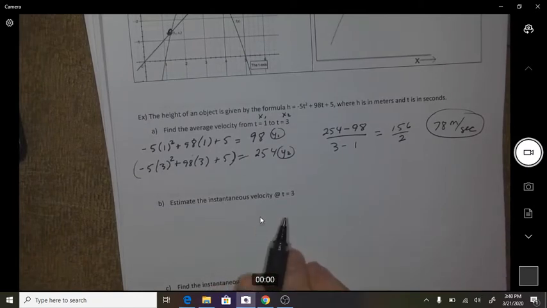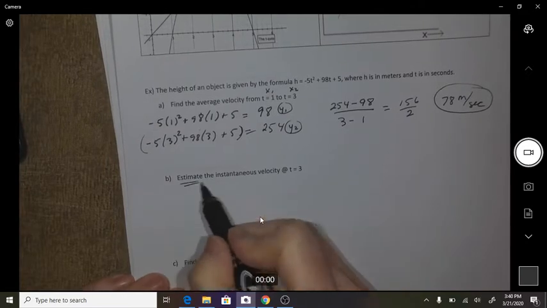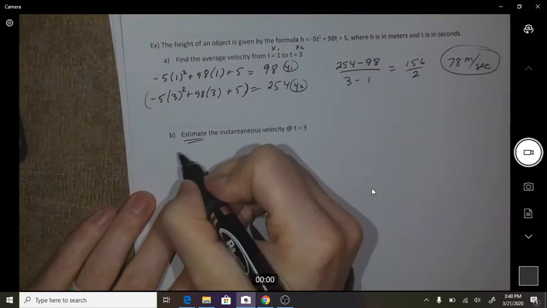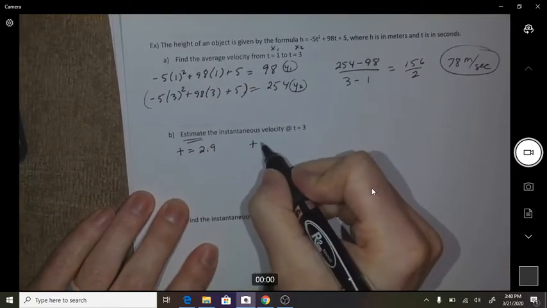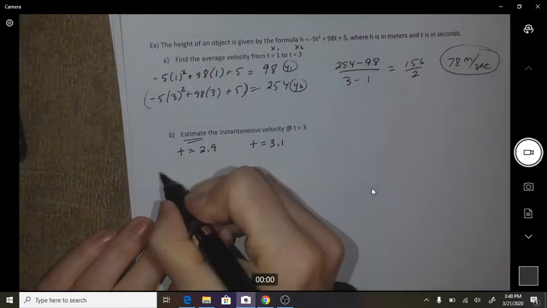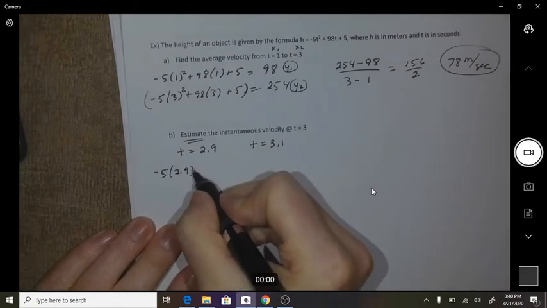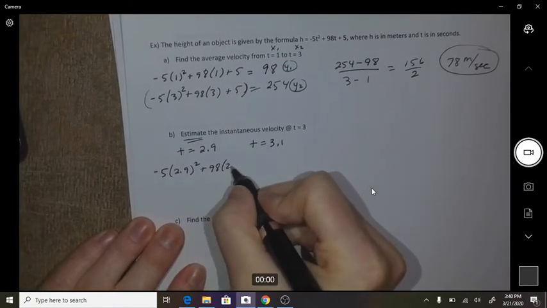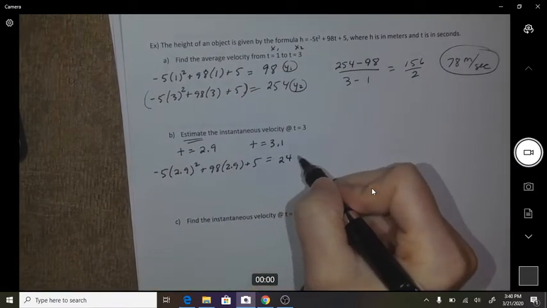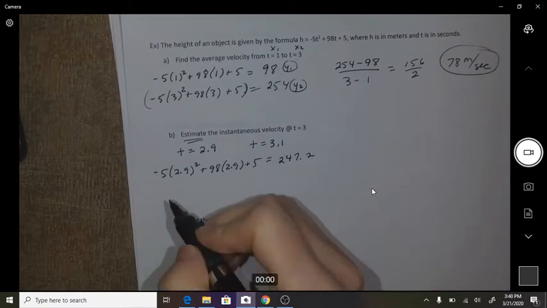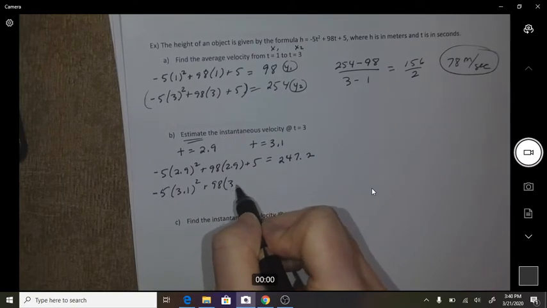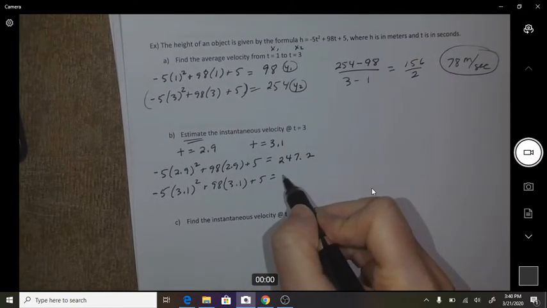Okay, estimate the instantaneous velocity. So this says estimate. Okay, so I'm going to use two different values. I'm going to use at time is 2.9 and at time is 3.1. Okay, so I'm going to input 2.9. So I get an output of 247.2, and I'm also going to do the same inputting a 3.1, and I get 260.7 as my output.